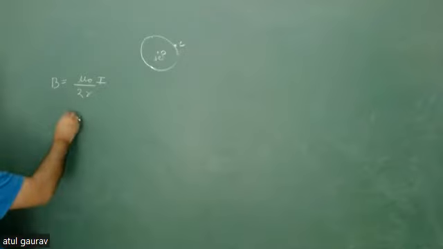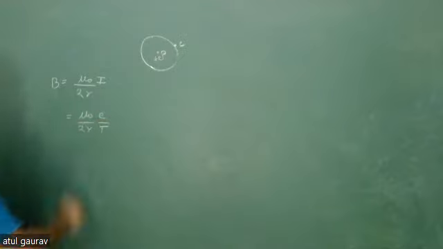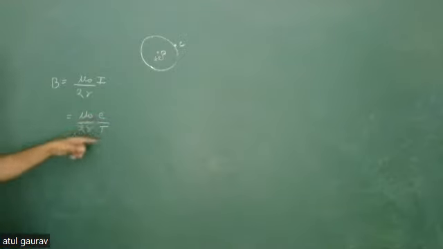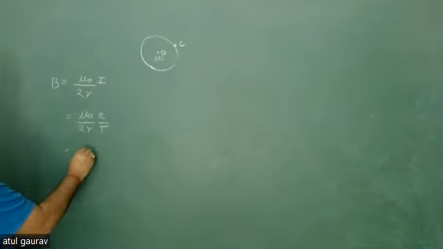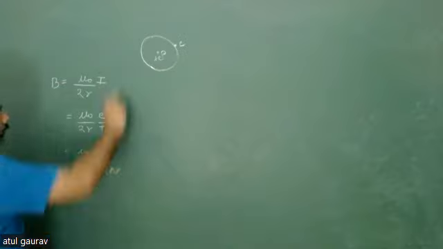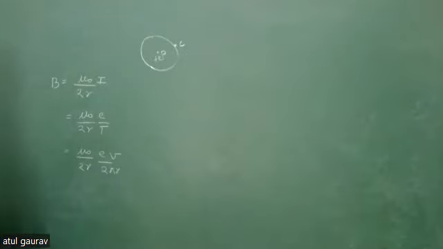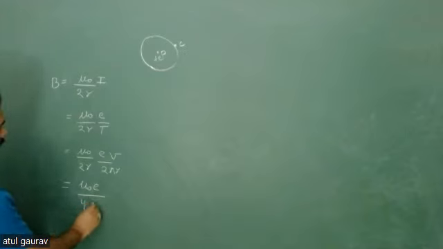So you can write this thing as mu naught E 2R, mu naught E upon T. ऐसा लिख सकते हैं ना? And T is some time period. E is your charge of proton actually. So you can write mu naught by 2R E, and here we can write 2 pi R, the circumference, by V. So we can take V up and down. Up हम लोग ऊपर multiply कर रहे हैं. So what you have is mu naught E upon 4 pi R square into V.